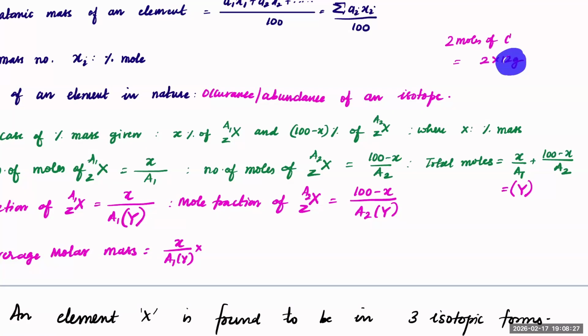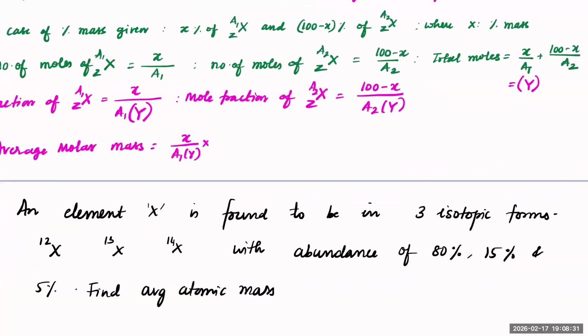So the same thing I'm going to do here also: this into the mass number is A1, plus 100 minus x by A2 into Y into A2. This will give you the average mass of these two. Hitansh, clear beta?